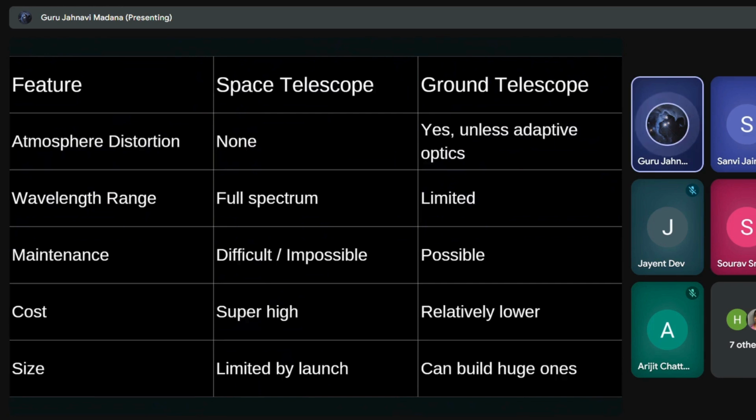So both have their pros and cons. That's why modern astronomy combines both ground telescopes and space telescopes like Chandra and James Webb. So they work together to give us a 360-degree view of the cosmos.